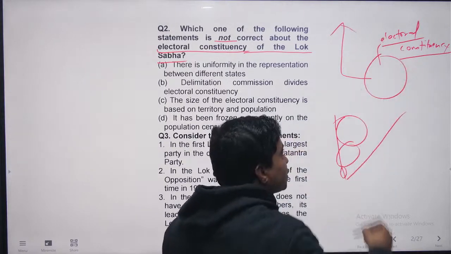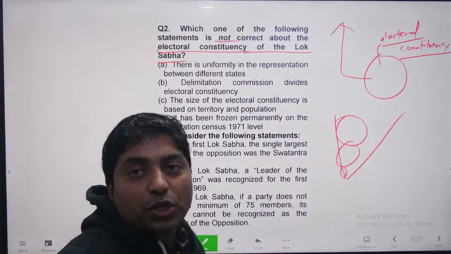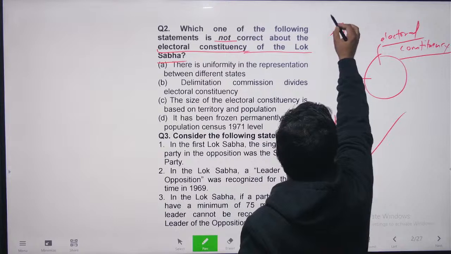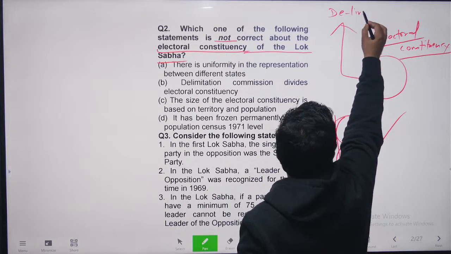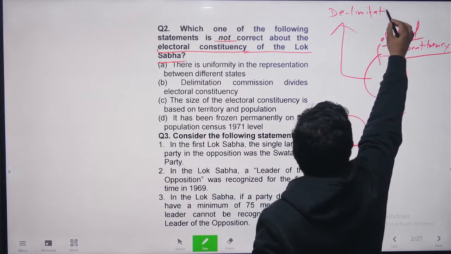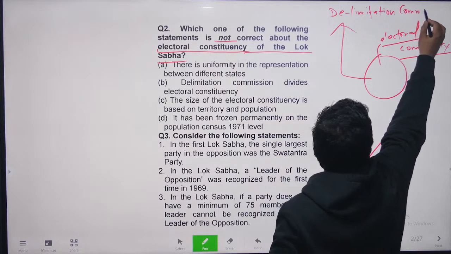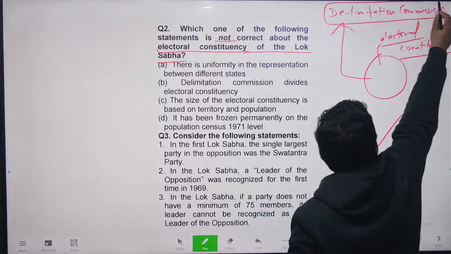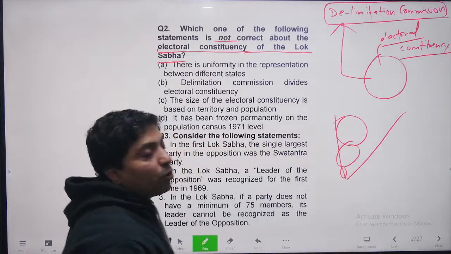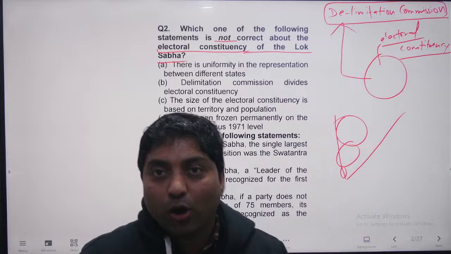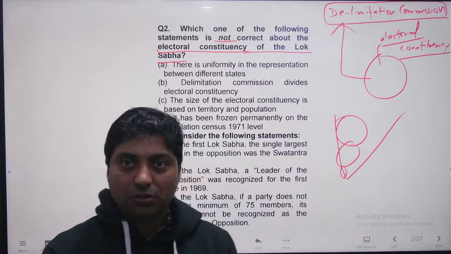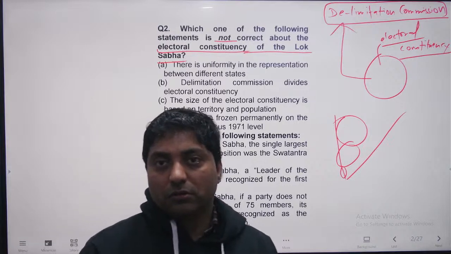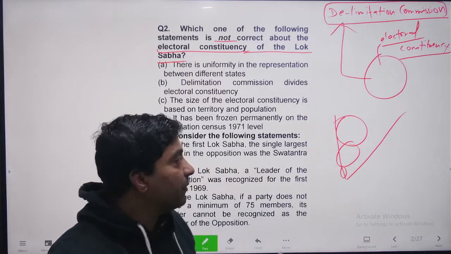Secondly, you must know who draws and redraws the boundary of an electoral constituency. It is the Delimitation Commission. You must know that. The Delimitation Commission is a body which draws and redraws the boundary of electoral constituencies, right? So that a member can be elected to the parliament, to the Lok Sabha.